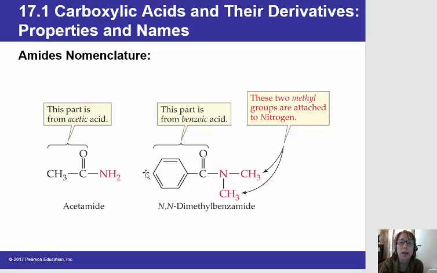And then we take a look at the part that came from the acid, the carbonyl carbon, and then the R group. So this comes from benzoic acid, so the amide name is going to be benzamide. So amide replaces oic or ic in the case of acetic acid. So this name is N,N-dimethylbenzamide.